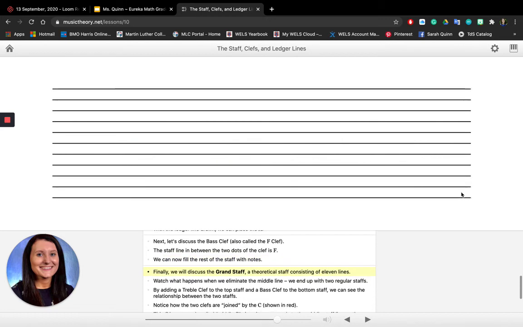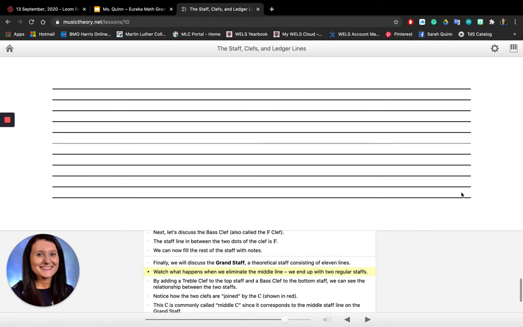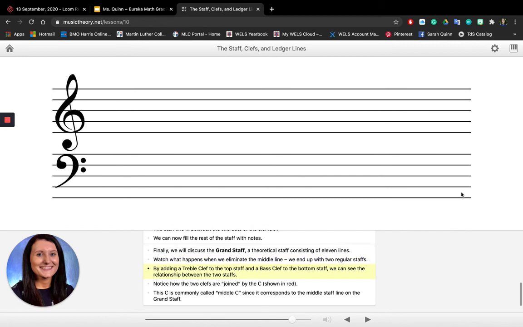All right, so finally, we will discuss the grand staff, which is a theoretical staff that consists of 11 lines on it. So watch what happens when we eliminate the middle line. When we do that, we end up with 2 regular staffs. By adding a treble clef to the top staff and a bass clef to the bottom staff, we can see the relationship between the 2 staffs.